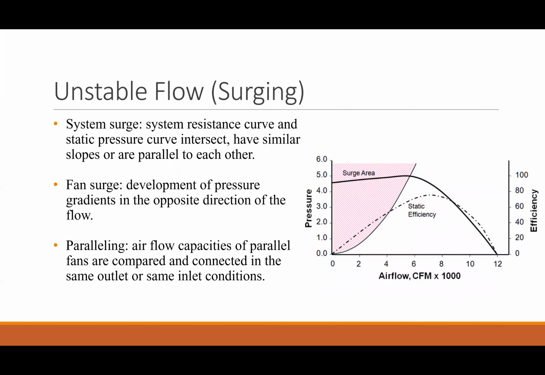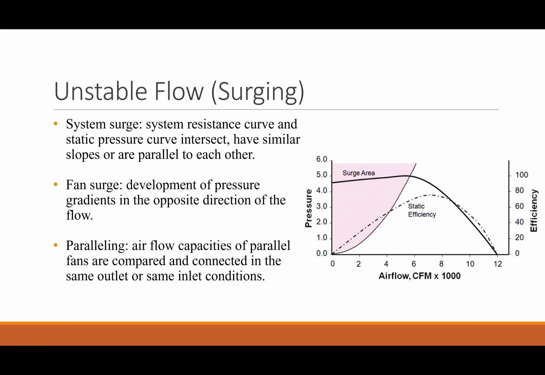System surge occurs when the system resistance curve and static pressure curve of the fan intersect, have similar slopes, or are parallel to each other. Because of this, rather than intersecting at a definite point, the curves intersect over a certain region that reports system surge. These characteristics are not observed in axial fans, however.